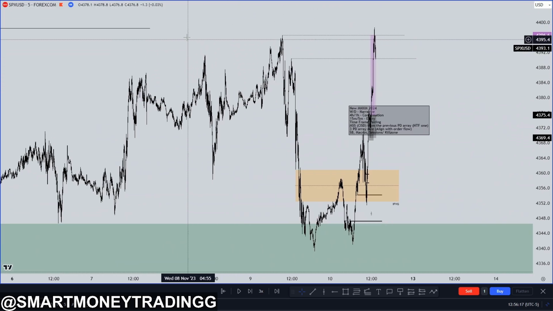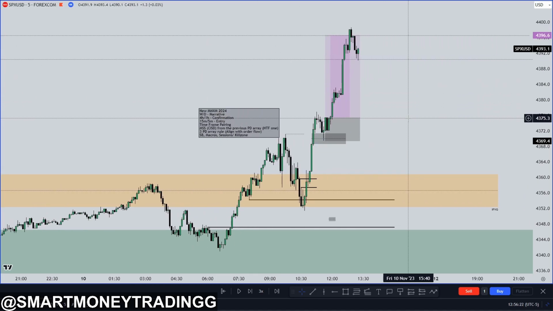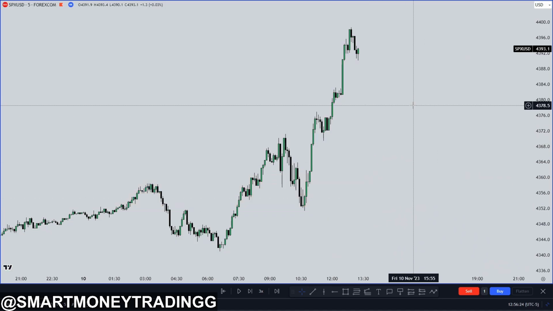Our original target was all the way up here, and I think we already met it. Yeah, so we already met it. So pretty close, pretty sweet. Now we're going to show you guys a market maker sell model.